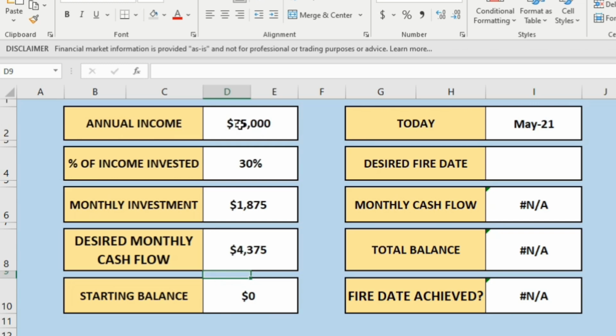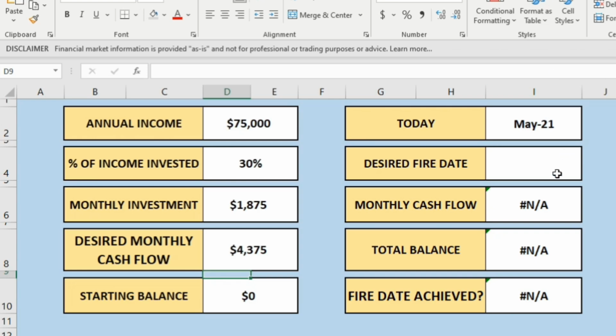All right, let's assume here $75,000 of annual income. You're gonna invest 30% of it, which means that every month you'll invest $1,875. The desired monthly cash flow is going to be living off of 70% of this amount, right? Because we're investing 30%, we want to live off of 70%. So that is $4,375 a month. We're going to assume no other investments, starting balance $0. And today is May of 2021.